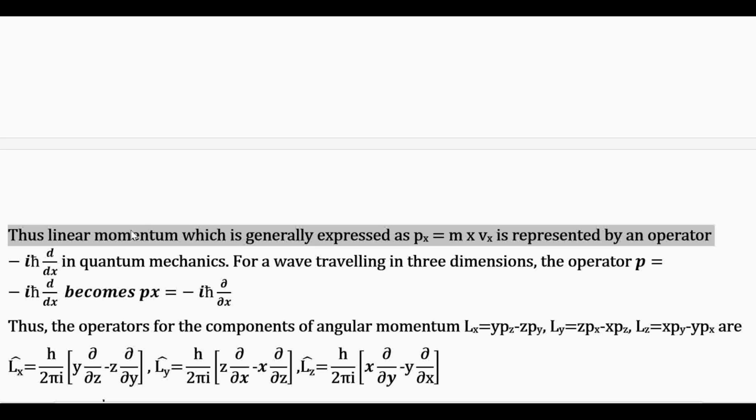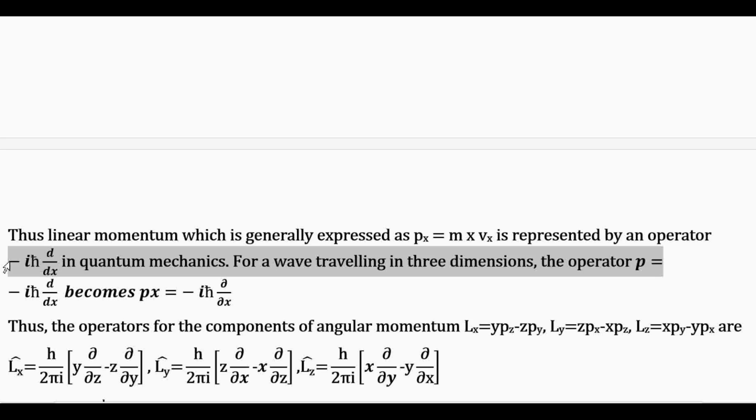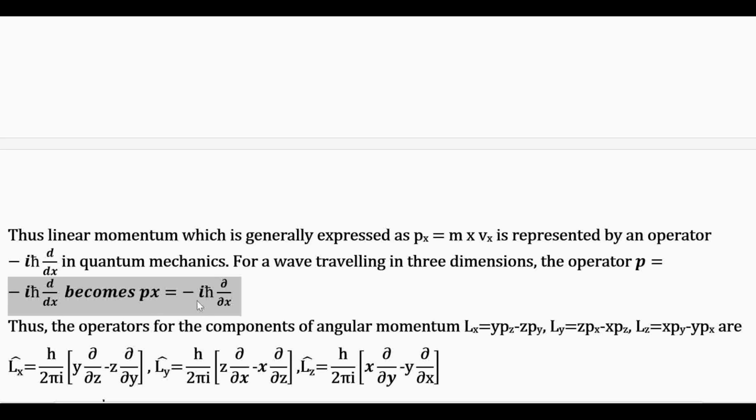Now this linear momentum, which is generally expressed as px is equal to m into vx, is represented by an operator, this, that I have already shown you, particularly in quantum mechanics. But if the wave is traveling in 3 dimensions, then this d by dx will become delta by delta x, because it becomes a partial derivative. So for px you will have the operator minus i h cut delta by delta x. This I assume you have already studied.